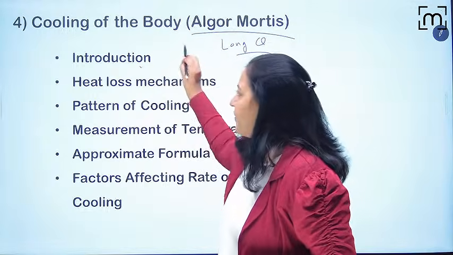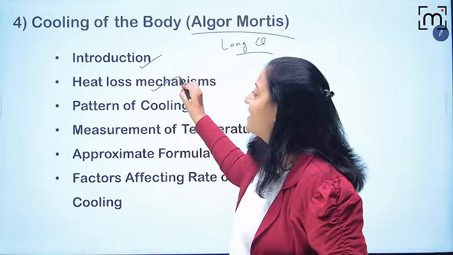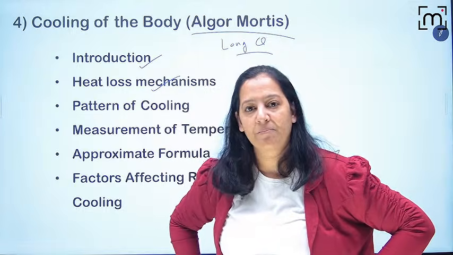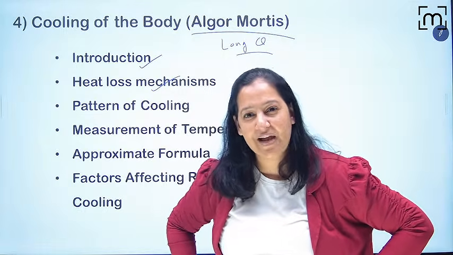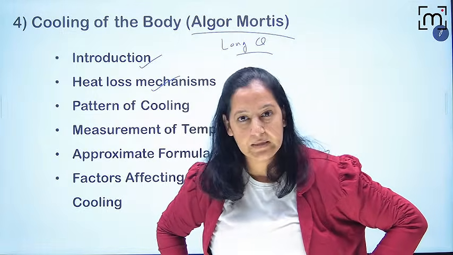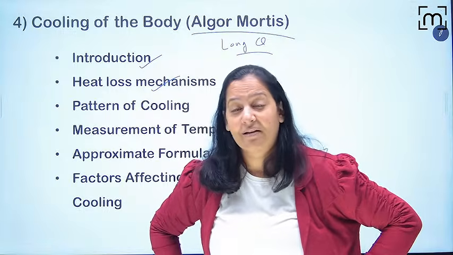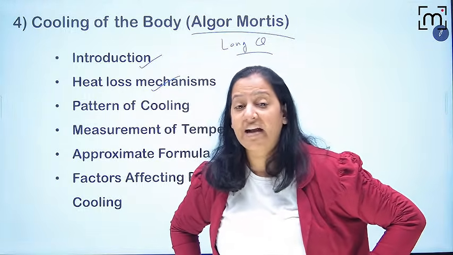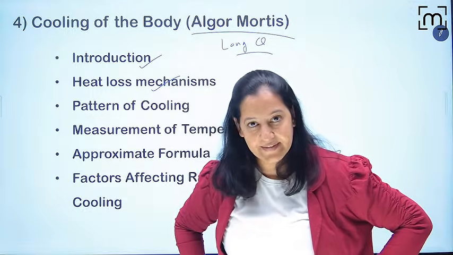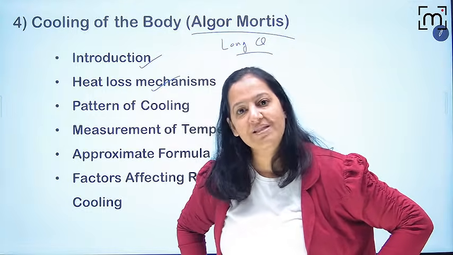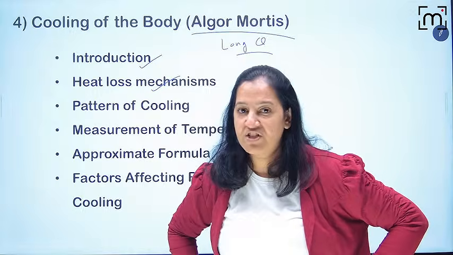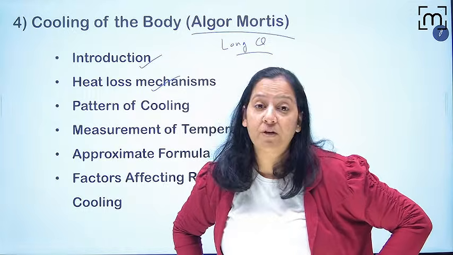First, you tell me the introduction. Then you tell me the heat loss mechanism. How does a dead body lose heat? What are the types of heat loss mechanism you have read in your 6th or 7th standard science book in school? Yes or no? Conduction, convection, radiation. These are the ways how heat gets transferred from one object to another. So how does heat loss take place from a dead body? Via which way? Is it conduction? Is it radiation? Is it convection? Or is it all of the above?